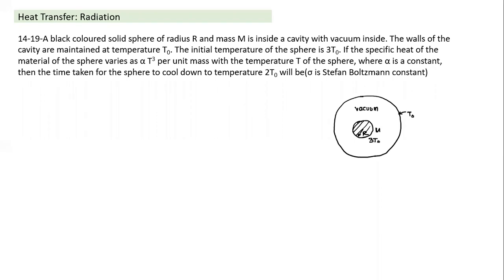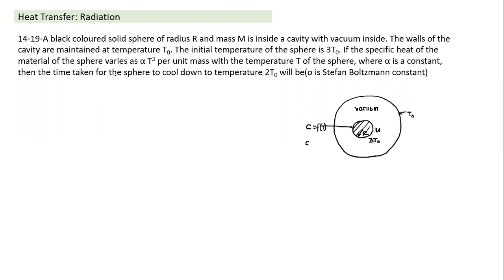If the specific heat of the material of the sphere varies as T cubed, then the specific heat is not constant. We realize the C term is not constant. C also is a function of temperature. So as the temperature keeps changing, the specific heat capacity also is changing. C is proportional to T cubed per unit mass, so at different temperature values C is changing.